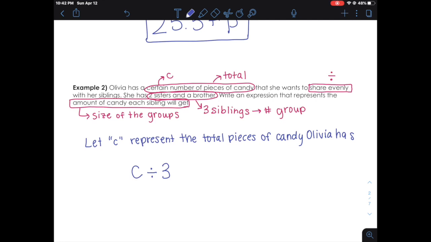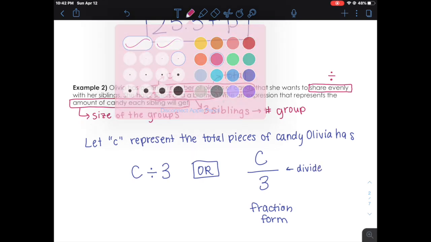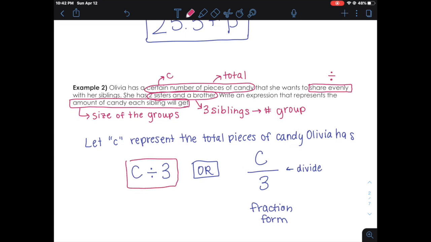Can you think of another way that we can represent this same expression? How about C over 3 in fraction form? That's the fraction form of this division problem. Okay, remember that fractions are miniature division problems, and the fraction bar represents to divide. So both of those expressions represent our context from example number 2.